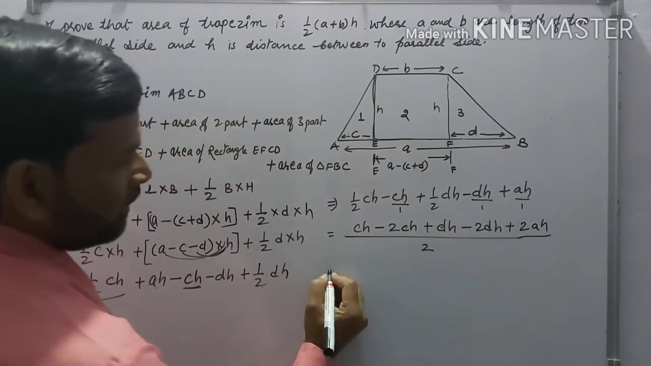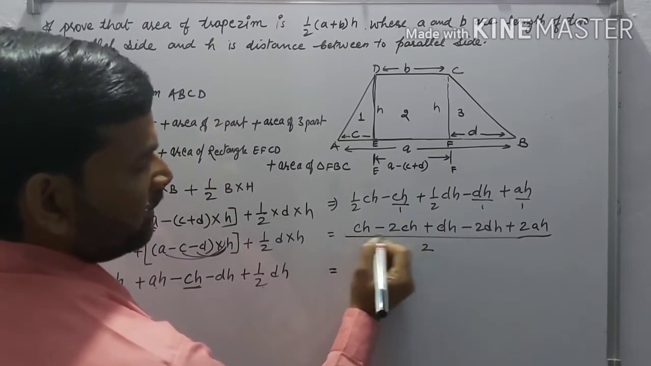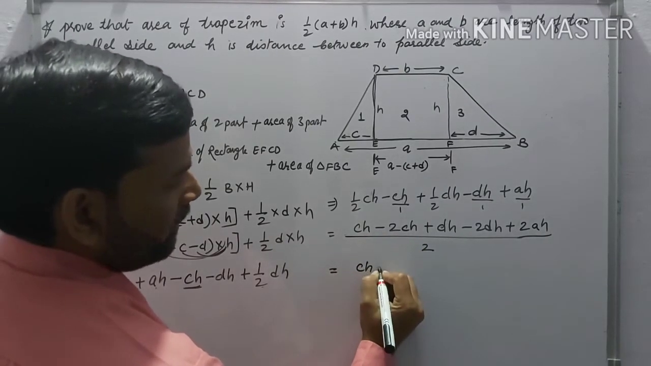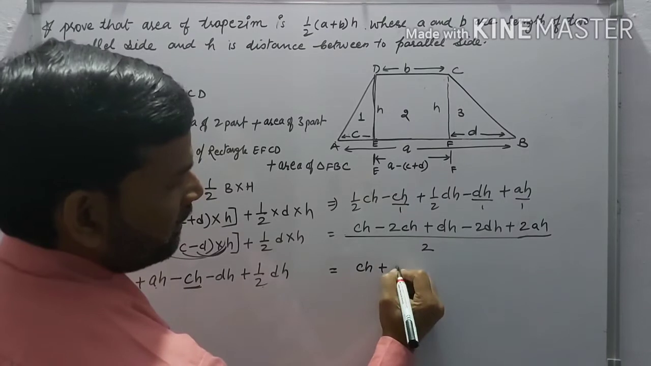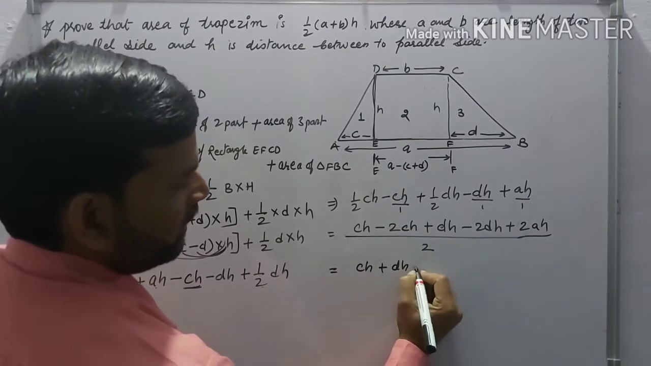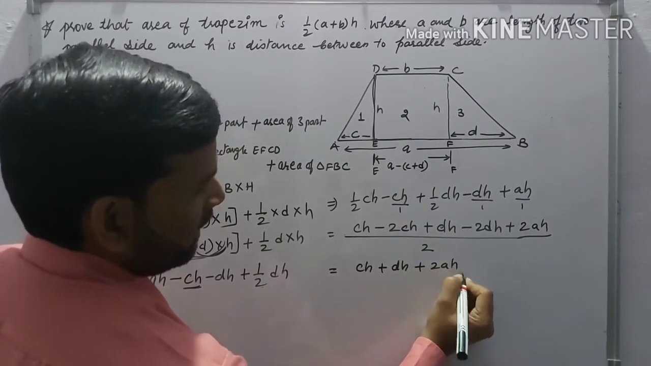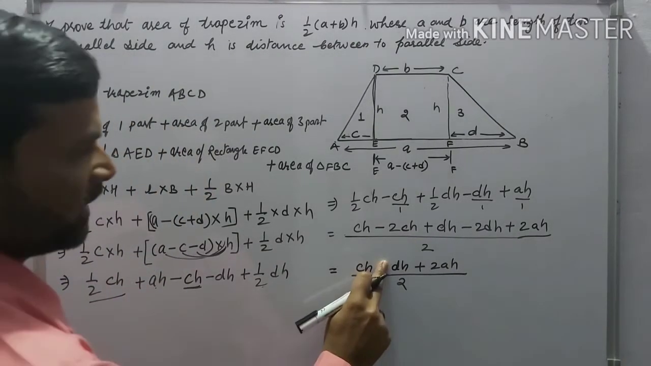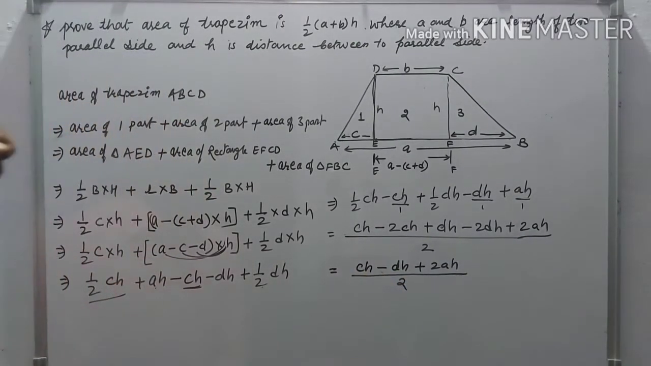Now it cancels: only ch minus ch, dh minus dh remain, and plus 2ah upon 2, here will be minus. Now h will be common.